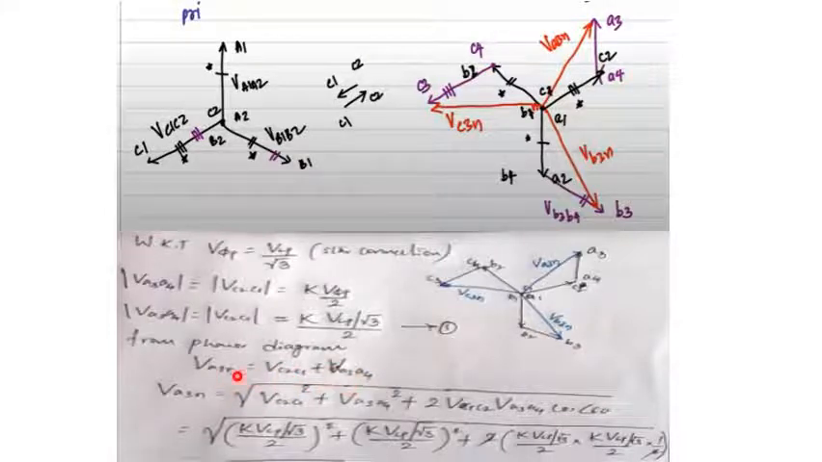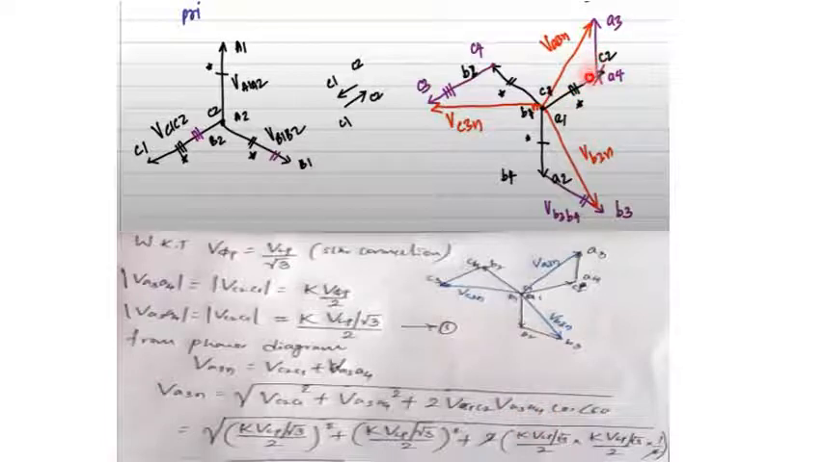Now square both sides. That is VA3N square equals VC2C1 plus VA3A4 whole square. This is termed A plus B whole square. You know A plus B whole square is A square plus B square plus 2AB. Here the same formula is applied, so VA3N is the square root of VC2C1 square plus VA3A4 square plus 2 VC2C1 VA3A4. And these are having some angle between them.